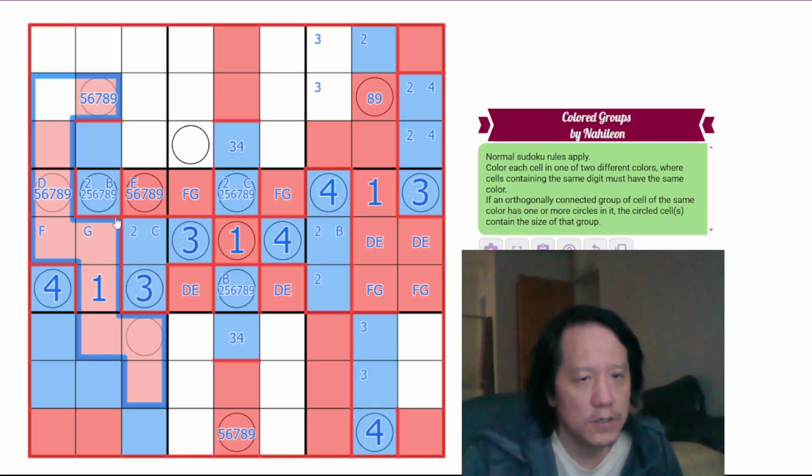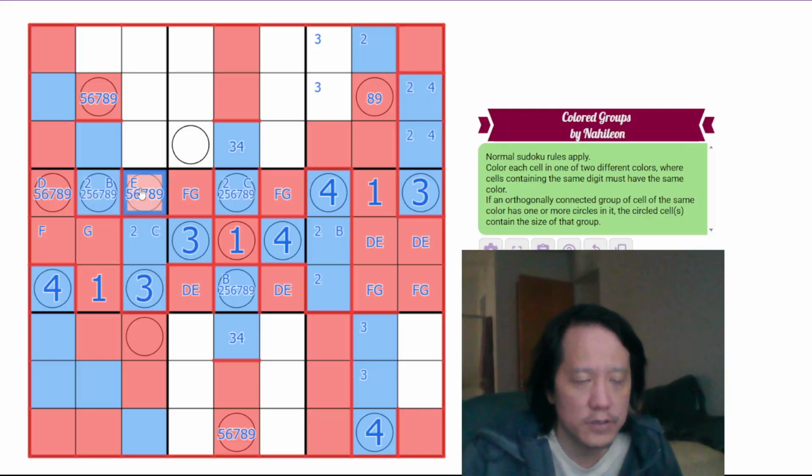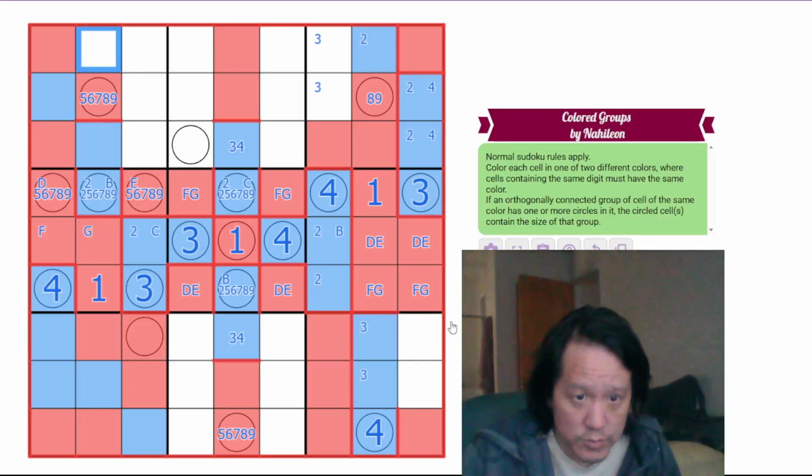So this would have to be blue, which would force red to be here. This would be blue. This would be blue. It cannot be blue here, so this would have to be blue. And that seems fine also.